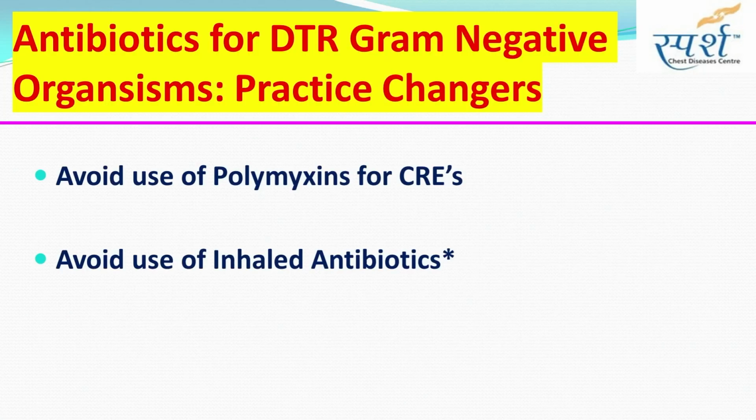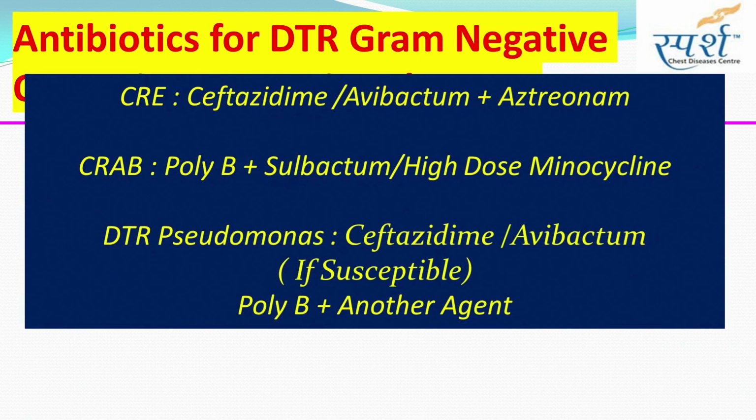Moral of the story, we should be avoiding polymyxins as far as possible in our ICU, and by and large avoid inhaled antibiotics. This is the guidance from IDSA for CRE, CRAB and DTR Pseudomonas. Out of that entire document of 118 pages, if you need 3 lines, take this home.